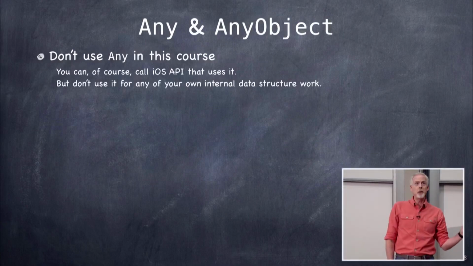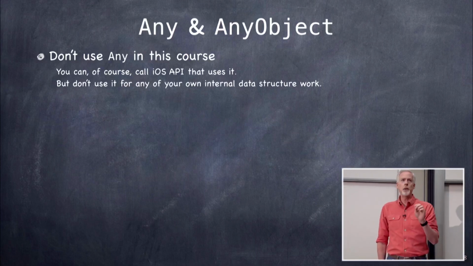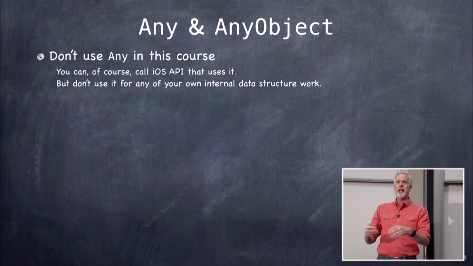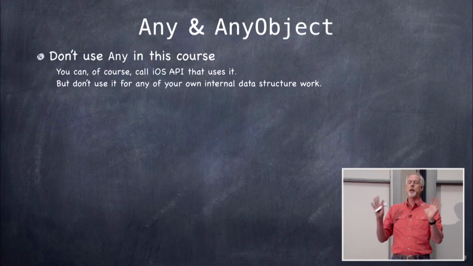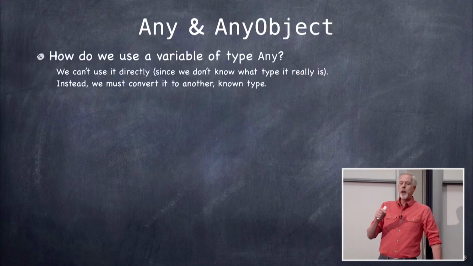Before I show you how to do it, of course, don't use Any in this course, except to do backwards compatible calls to APIs. You don't have your own data structures that would use Any. Some people try to use Any when they don't know how to design a data structure, and they're like, well, I'll just make this an array of Any, and I'll just start throwing random things in there. No, we don't do that. That's not Swift.